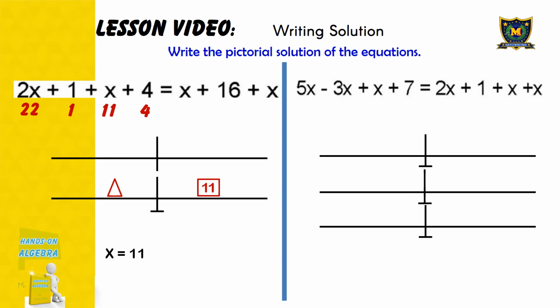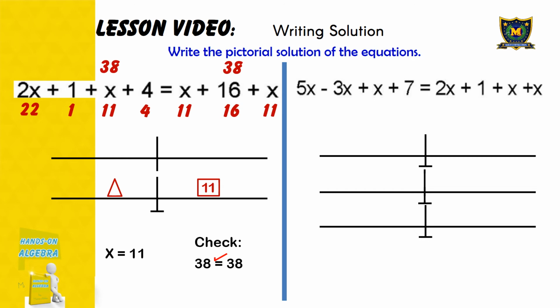So now let's do the substitution if the value is 11. So 2 times 11 is 22, plus 1 is 23, plus 11 is 34, plus 4 is 38. On the other side, x is equal to 11 plus 16, 27, plus 11 is 38. Therefore, the value of our equation is 38, while the value of our x is 11.